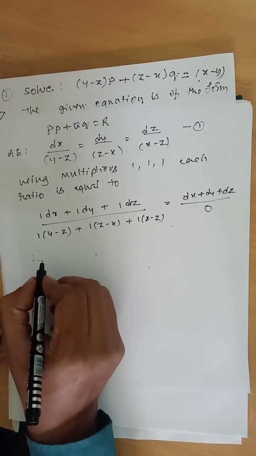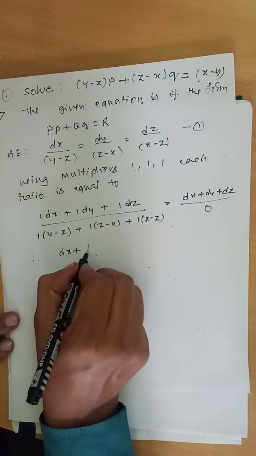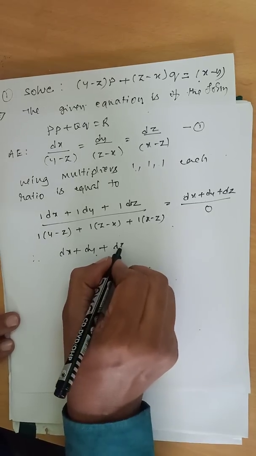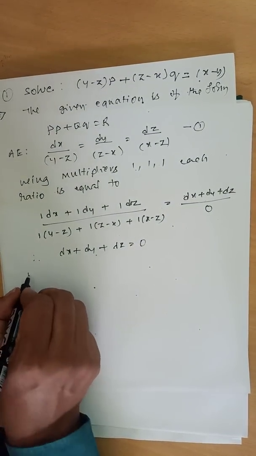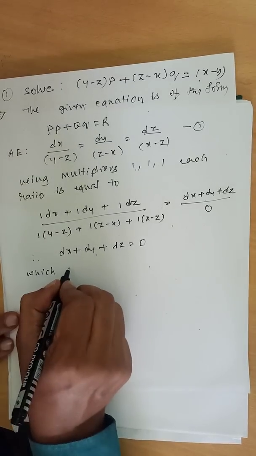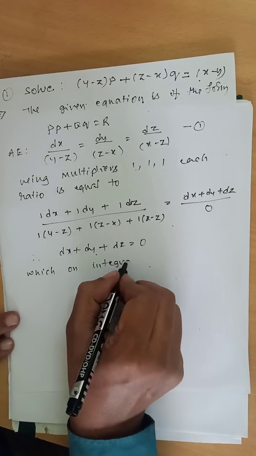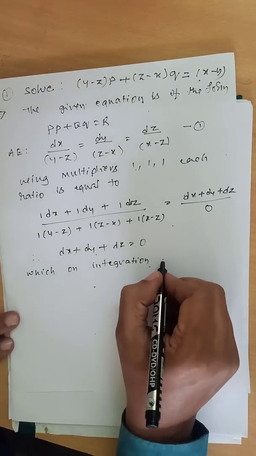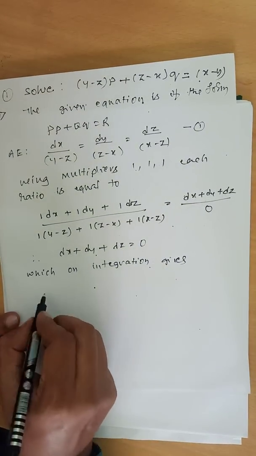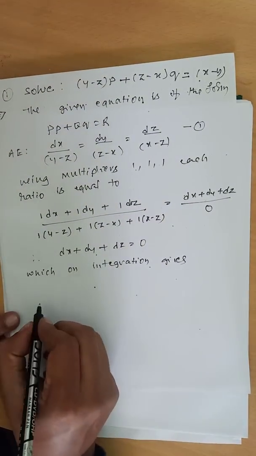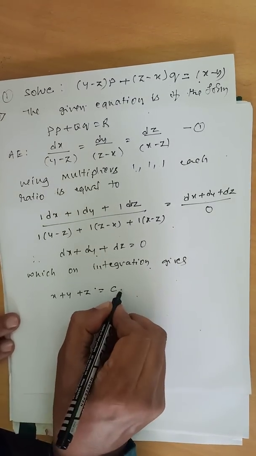Therefore, what happened here, you write dx plus dy plus dz is equal to 0, which on integration gives integral dx, integral dy, integral dz is x plus y plus z, integral constant c1.